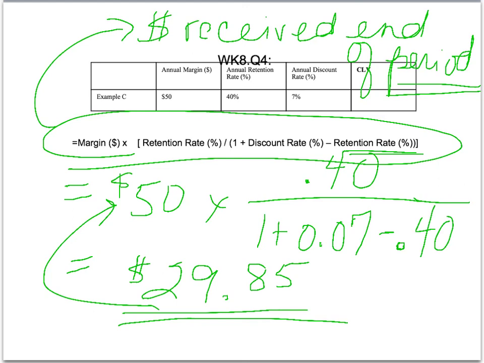So we're discounting the money by the fact that we're getting it 12 months later. And we only really have a 40% chance of getting that money at the end of the year because our retention rate is only 40%. And each year that goes on, certainly we'll lose more and more and more customers. So that's why your CLV in this particular case is less than the annual margin.